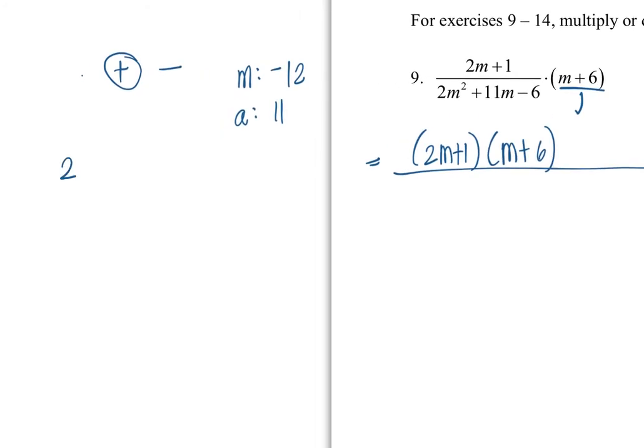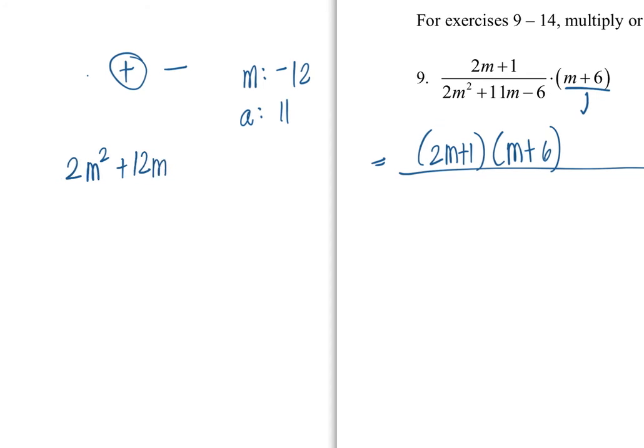So let me rewrite the trinomial as a 4-term polynomial. I'll say 2m squared plus 11m, or excuse me, plus 12m minus 1m minus 6. Okay, and so that 12 and negative 1 add to give you that positive 11. Factor by grouping. In the front, we can factor out a 2 and an m, and we would be left with 2m squared divided by 2m is just m. 12m divided by 2m is 6.